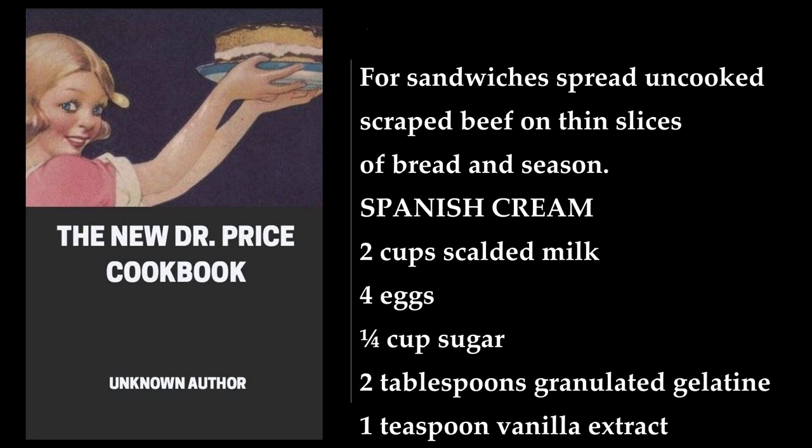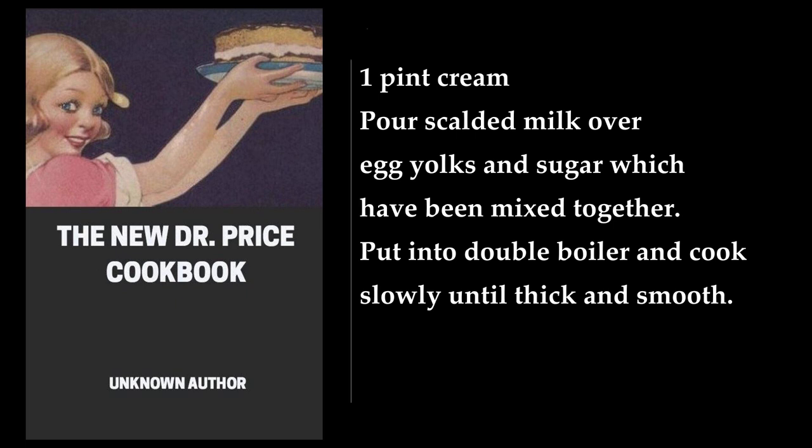Spanish cream. 2 cups scalded milk. 4 eggs. 1/4 cup sugar. 2 tablespoons granulated gelatin. 1 teaspoon vanilla extract. 1 pint cream. Pour scalded milk over egg yolks and sugar which have been mixed together. Put into double boiler and cook slowly until thick and smooth.